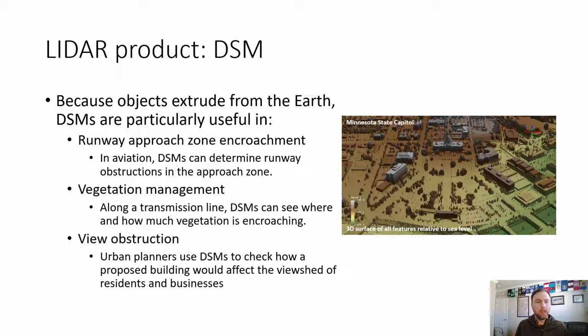And then finally, for view obstruction. So if you're an urban planner, you might use a DSM to check how a proposed building would affect the viewshed of residences and buildings, or businesses rather. If a proposed, we'll say, skyscraper is to be built in a location, you might use a DSM to see what are the effects on nearby or adjacent structures. Will it block the view? Will it block sunlight at certain times? Things like that. And that information can actually have an effect on whether a permit is granted or if some sort of modification to the plans needs to be made.